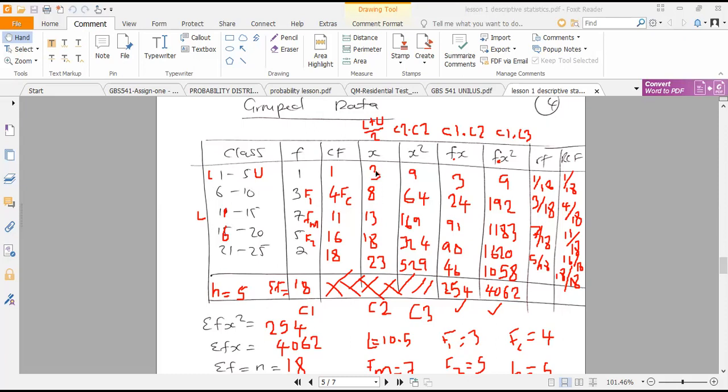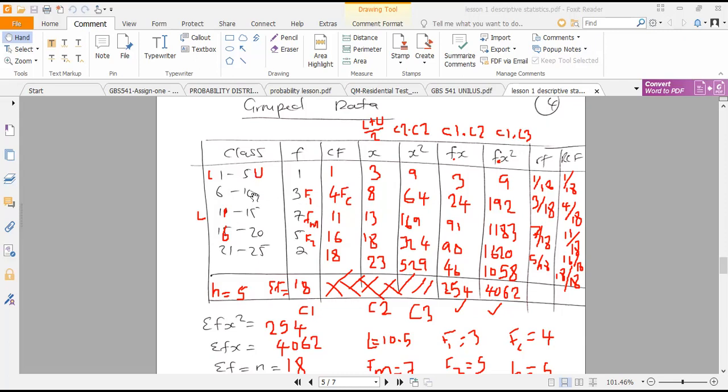Now, X is called the midpoint. It is found by adding the lower bound plus upper bound divided by 2. 1 plus 5 is 6, divided by 2 is 3. 6 plus 10 is 16, divided by 2 is 8. 11 plus 15, 26 divided by 2 is 13, and so on and so forth. So this is how we find this column, which is called the midpoint column.